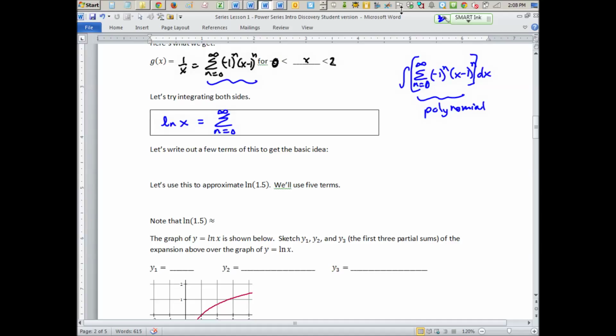Well, guess what you're going to get? Watch this. What's going to end up happening is all your powers will go up by 1. So now you're going to have an x minus 1 to the n plus 1. It's 1 power larger. You're going to find yourself dividing a lot, specifically by the new power on every single term. As for the negative 1 to the n that was in the original problem, it's like a coefficient and it doesn't change at all.